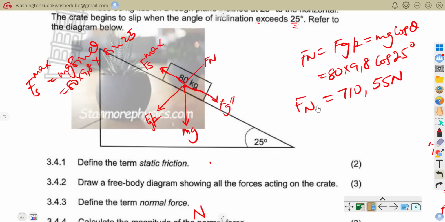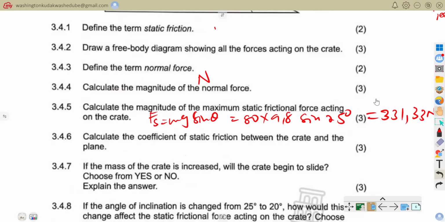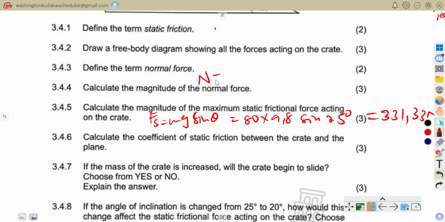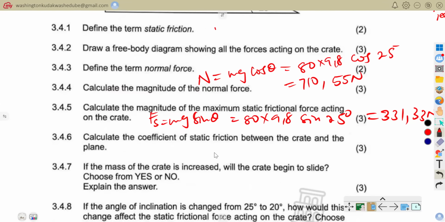Now, let's look at the following questions. For our normal force there, we're just going to have mg cos theta, which was 80 times 9.8 cos 25, giving you 710.55 newtons. Now they're saying calculate the coefficient of static friction between the crate and the plane. So we know that our static friction can be given by the coefficient of static friction times the normal force. This is an equation that we know.